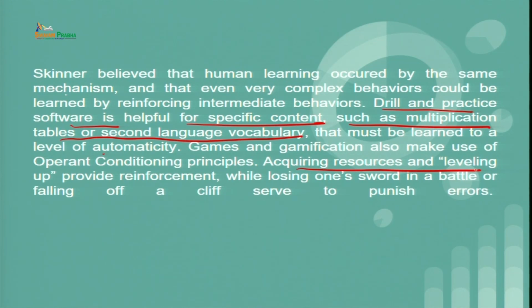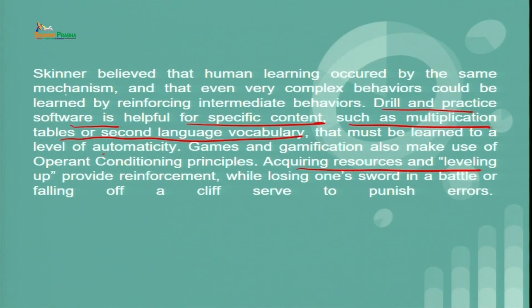Acquiring resources and leveling up provide reinforcement, while losing one's sword in a battle or falling off a cliff serve to punish errors. So in the development of games that aim not only to help the learners with second language learning, but also to enforce the learner to learn the system or the values, we see that positive and negative reinforcement provides extensive support to the responses. By positive reinforcement, I would mean that the learners come up with a response of a medal, or maybe one can see a sword, for example, as a matter of pride.